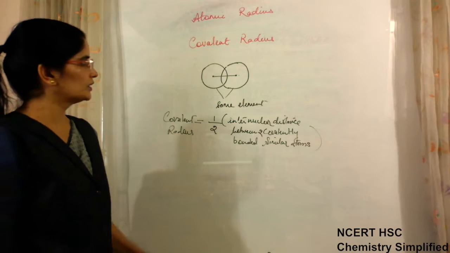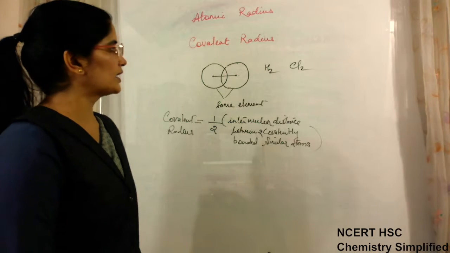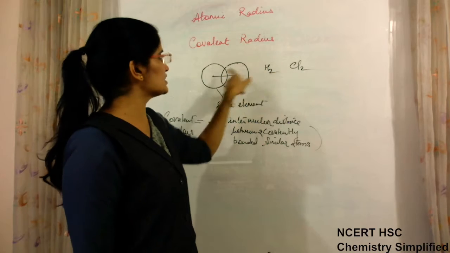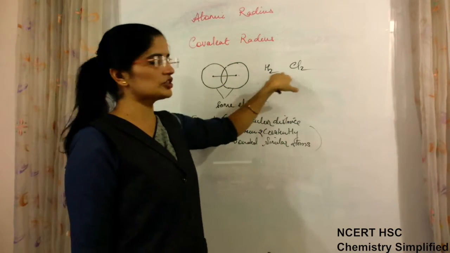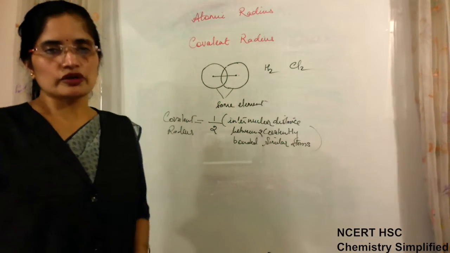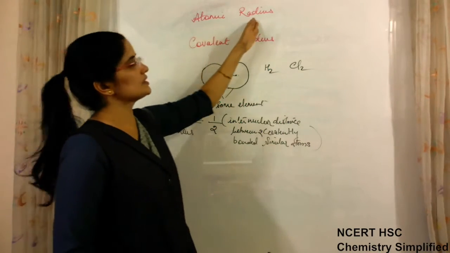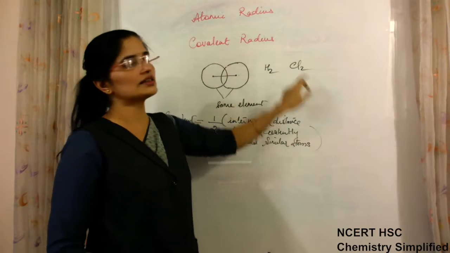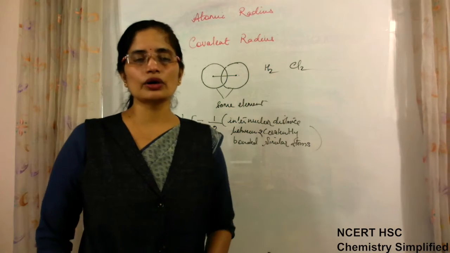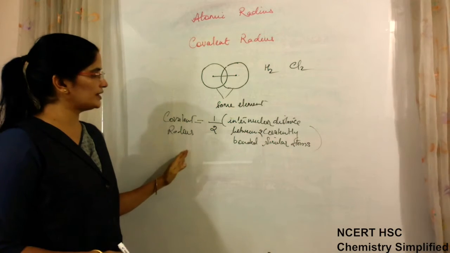radius. Okay, for example, H2, Cl2, these are the molecules. These are the same type of atoms bonded to form a molecule. When the distance between the centers of these two similar atoms is taken, it will give you the value of covalent radius. So for all molecules which are covalently bonded, atomic radius measurement is always done through their covalent radius, instead of measuring it directly, because direct measurement will not give the correct value. So this is the method for covalent radius. Okay.